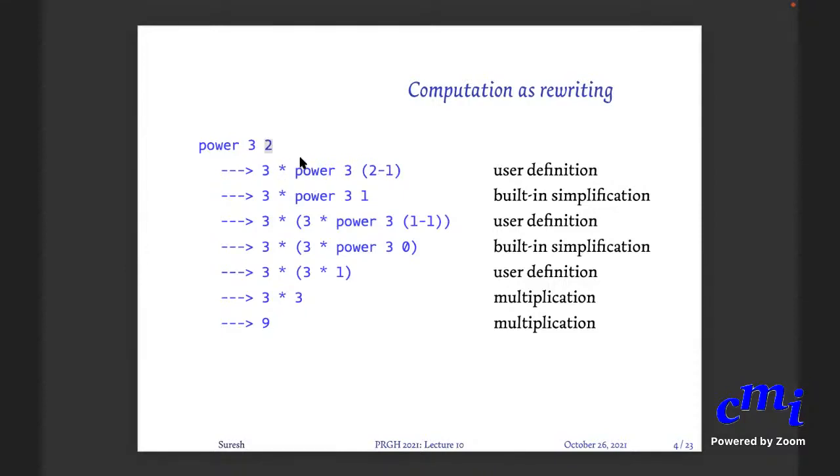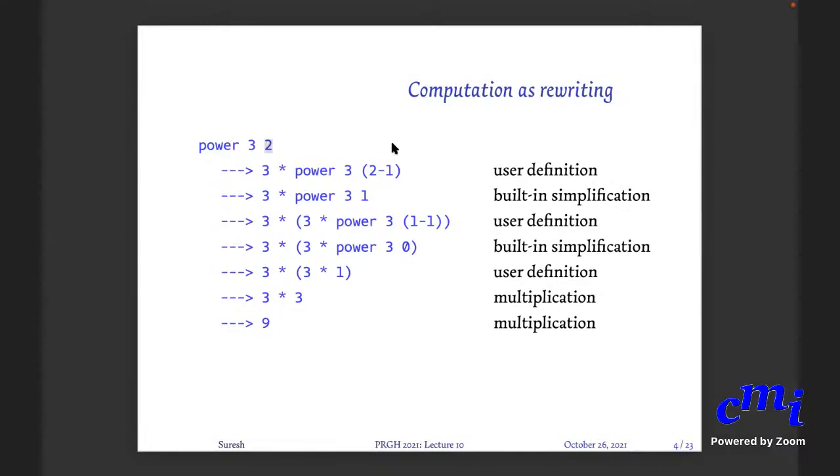So it will reason as follows. If you have a large expression, it will look at the topmost or outermost operator. The outermost operator is star. To evaluate star, you need both arguments to be numbers. The left hand side is a number. What is the right argument? Oh, that's some expression. Let us try to simplify this expression.